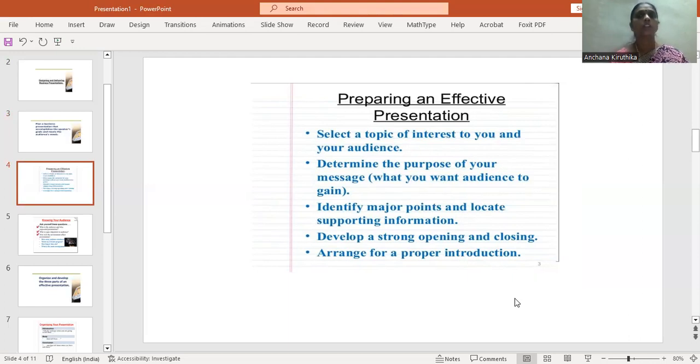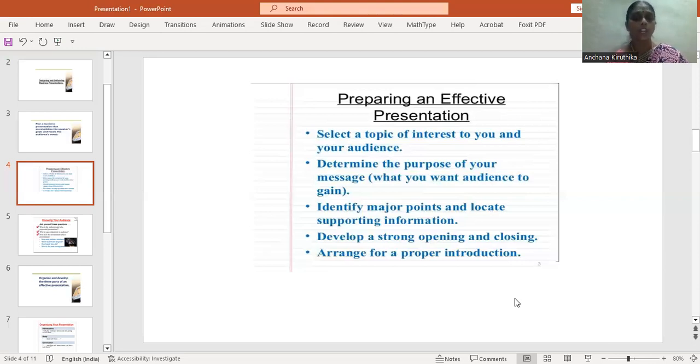And next, the major points are to be identified, and whatever additional information supports the major points is to be given. Next, we have to develop a strong opening as well as a closing. This is very, very essential. When we grab the attention of the audience at that initial stage, the opening itself, then the speaker is able to bring all the audience under his or her control.